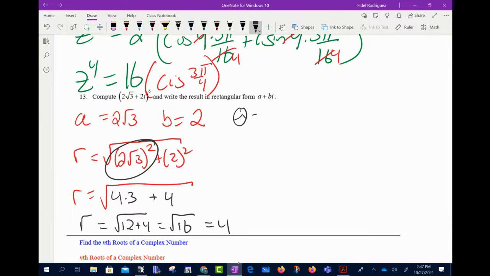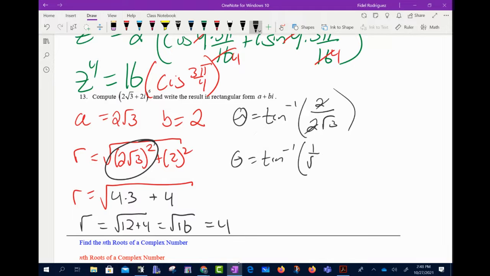Now, we need to find our angle. Remember, the way we find our angle is we take the inverse tangent of 2 divided by 2 square root of 3. Those 2's are going to cancel, so I can think about this as 1 over the square root of 3. But remember, if I rationalize my denominator, 1 over the square root of 3 is going to be the square root of 3 over 3.